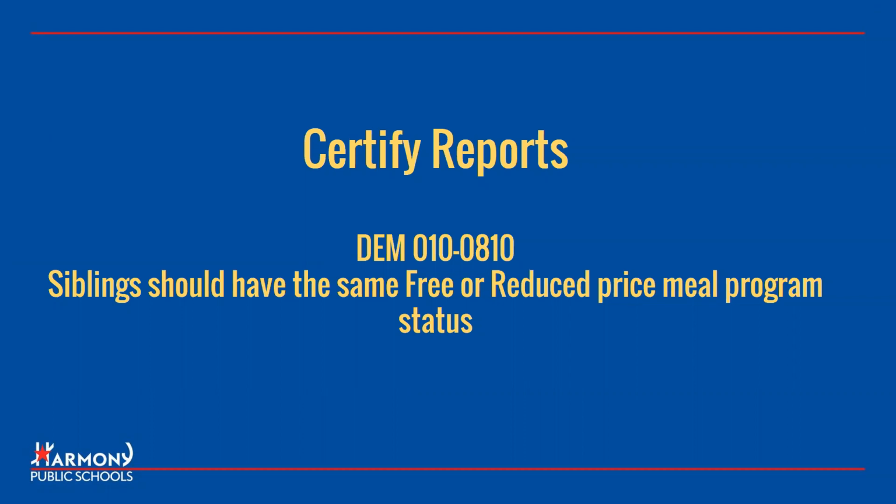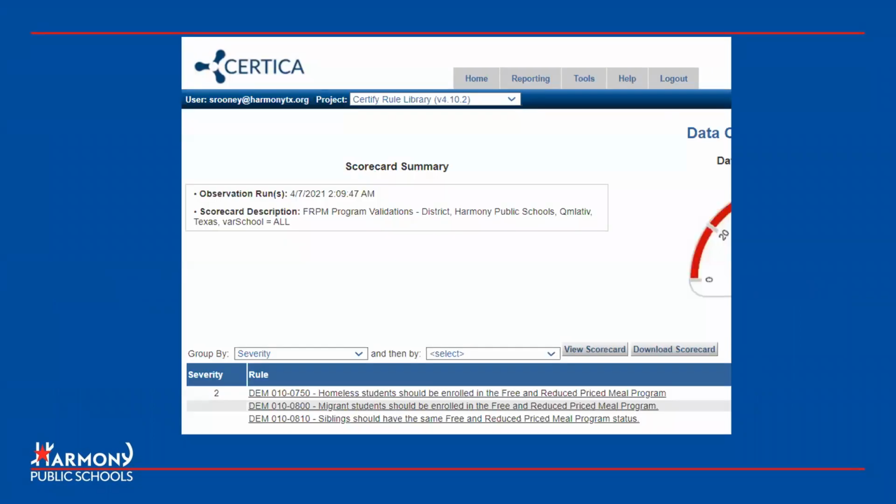Today we're going to talk about certify reports, specifically the results message: siblings should have the same free or reduced price meal program status. So let's start by looking at the scorecard summary. Okay, now you're receiving emails daily of these results messages, and if you go to the scorecard, let's look at the one at the bottom, siblings should have the same free and reduced price meal program status. The other messages you may be seeing we'll talk about in another video.